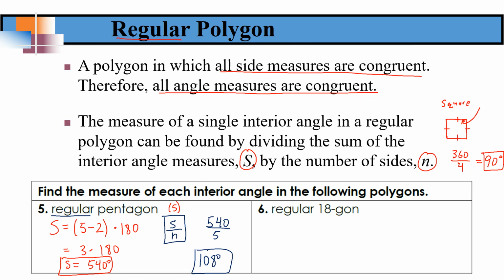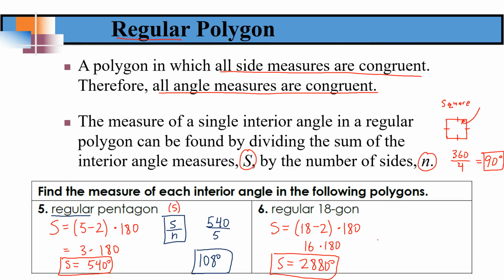This time they want us to find the measure of each interior angle in a regular 18-gon. So first, we need to find that sum of all the interior angles. S equals parentheses 18 minus 2 times 180. That would be 16 times 180, which gives you a sum of 2,880 degrees. Keep in mind that's just your sum, not our final answer.